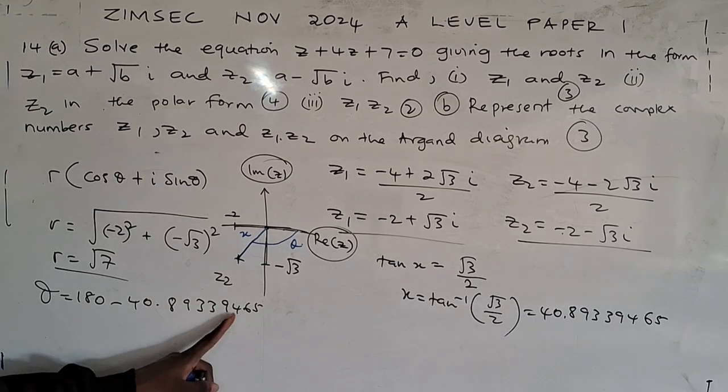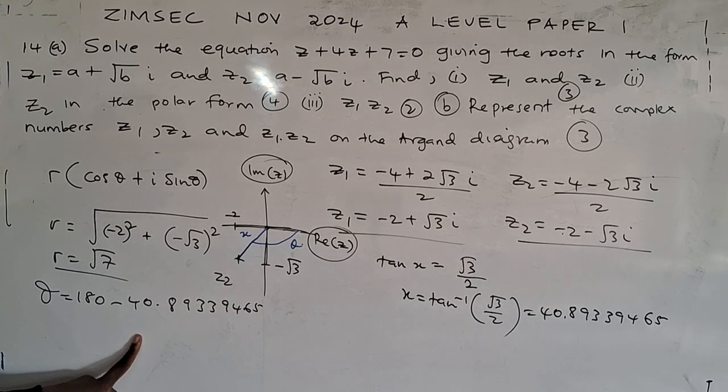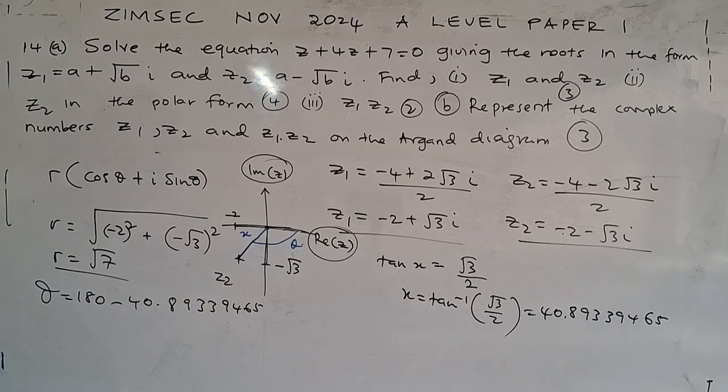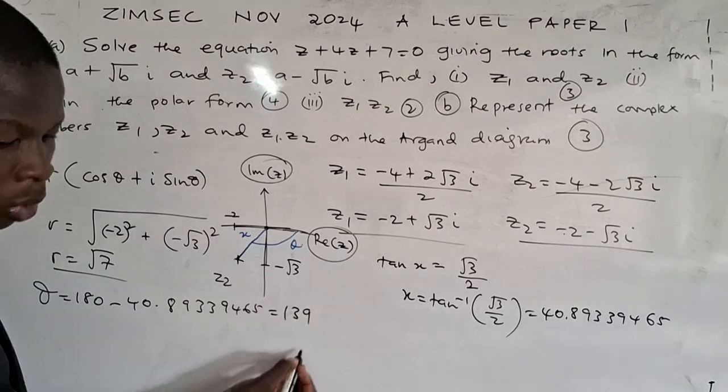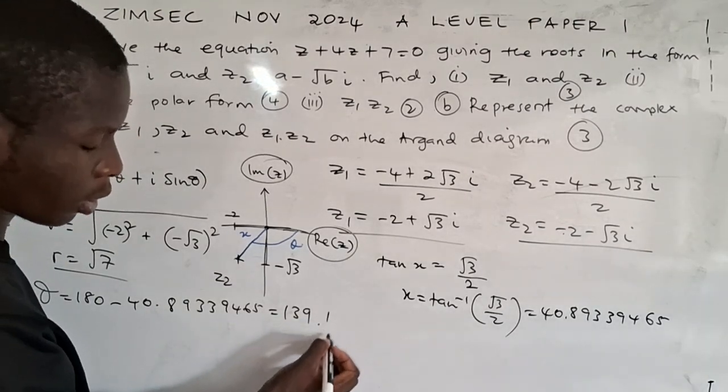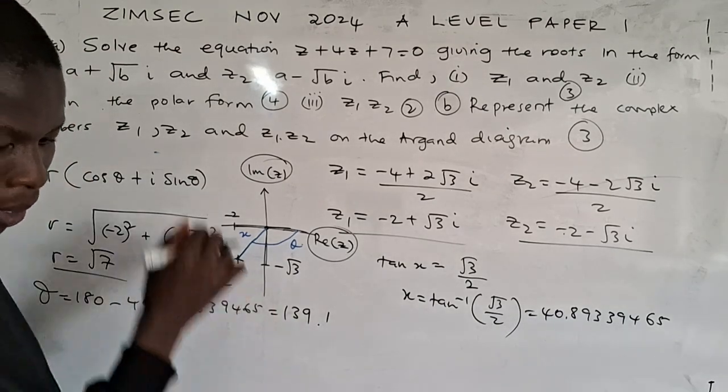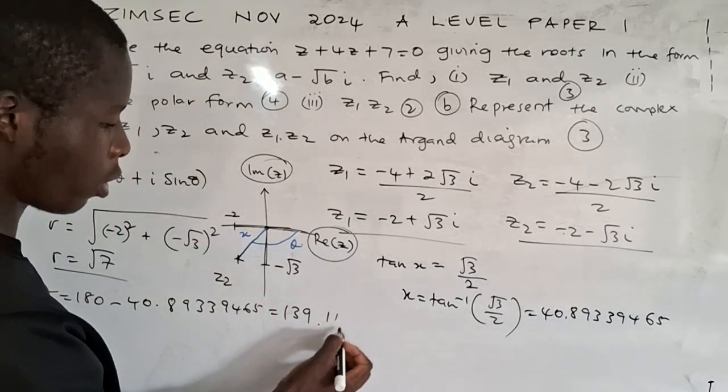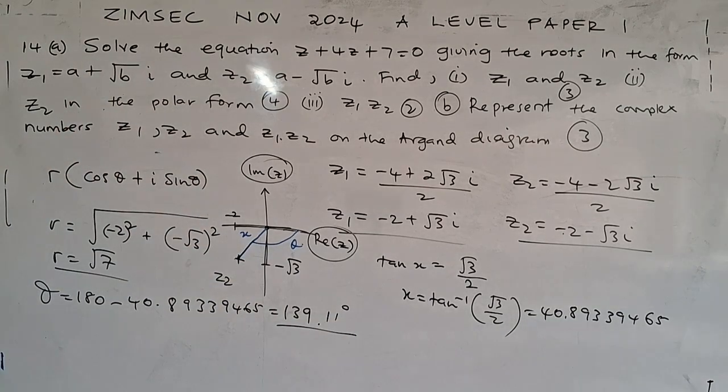Okay, so you're supposed to subtract this from 180. Why? Because these two angles are on a straight line. So this is 139 point. I'm going to give the answer to 2 decimal places. So 139.11 degrees.